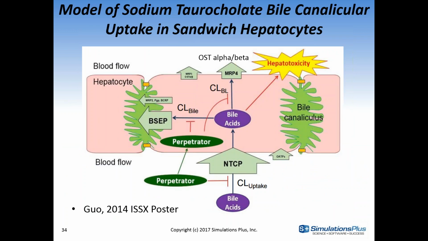The actual mechanisms involved in the uptake and biliary excretion of bile acids are as follows. The NTCP transporter is the influx transporter that internalizes bile acids into the hepatocyte cells. Once they're in the cytosol, the bile salt export pump, the BSEP transporter, will efflux the drug into the bile. And then there's also MRP4, although recent studies have indicated that OST alpha beta is probably the major transporter that will efflux the drug back into the basolateral compartment. This image is from the Guo poster at ISSX as well.